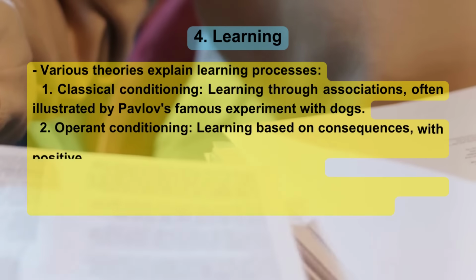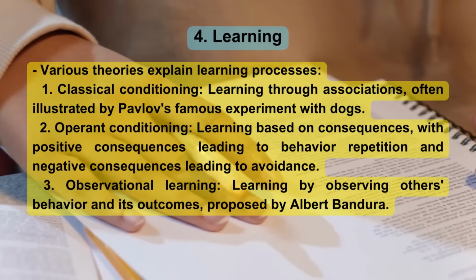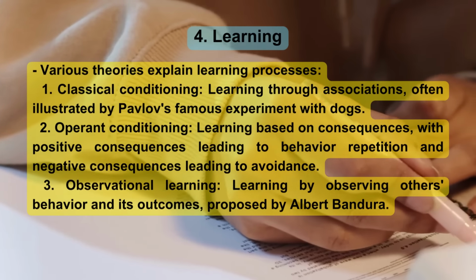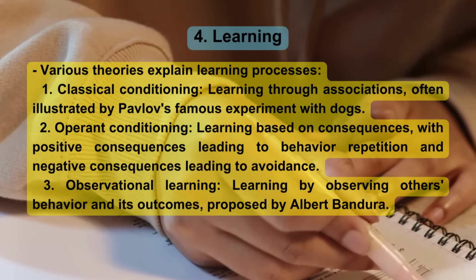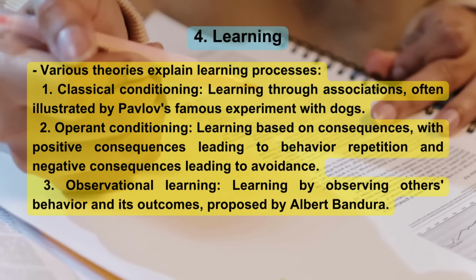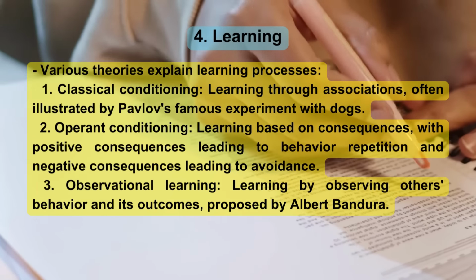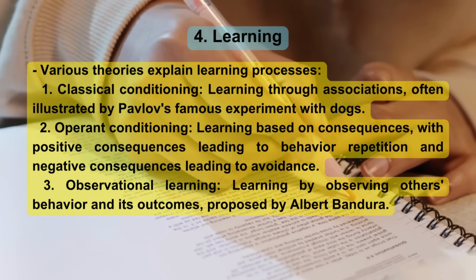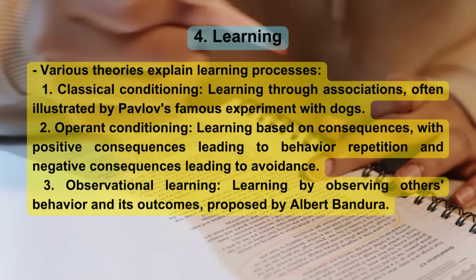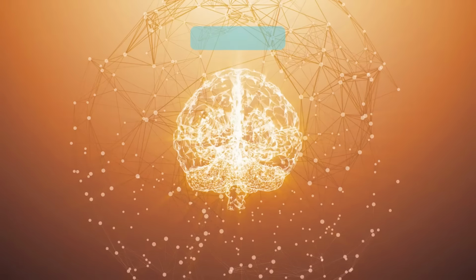1. Classical conditioning. Learning through associations, often illustrated by Pavlov's famous experiment with dogs. 2. Operant conditioning. Learning based on consequences, with positive consequences leading to behavior repetition and negative consequences leading to avoidance. 3. Observational learning. Learning by observing others' behavior and its outcomes. Proposed by Albert Bandura.